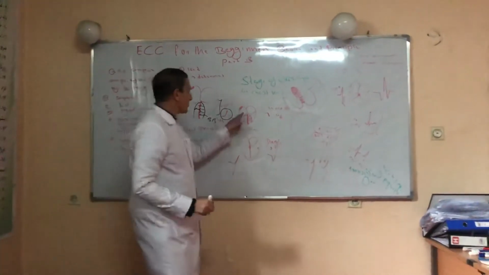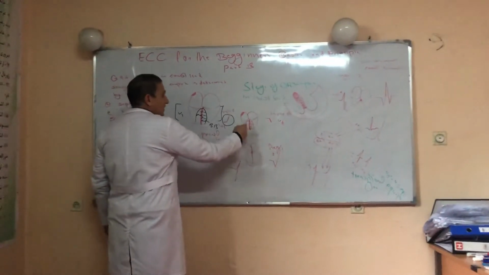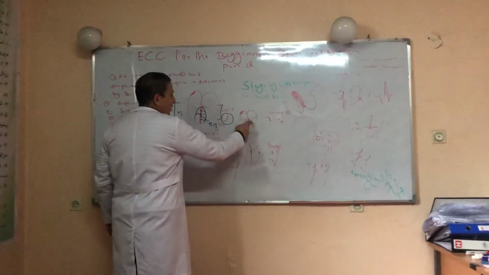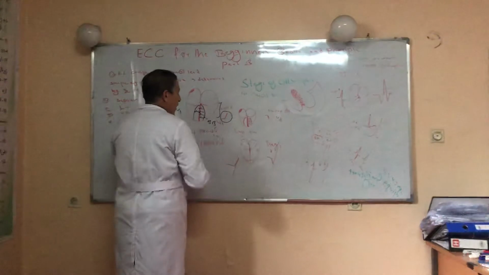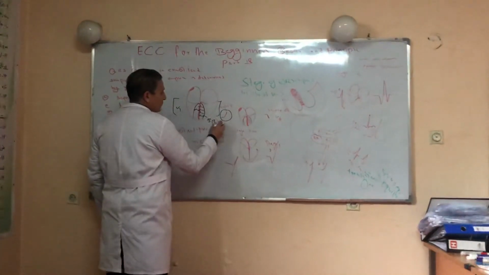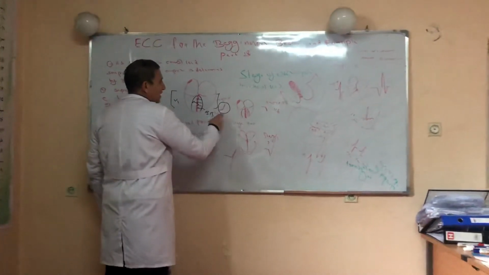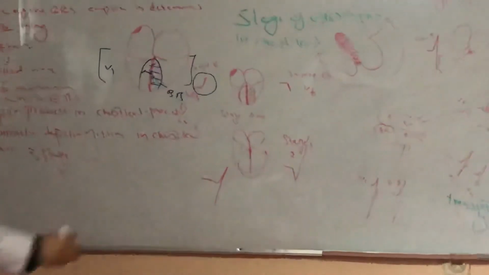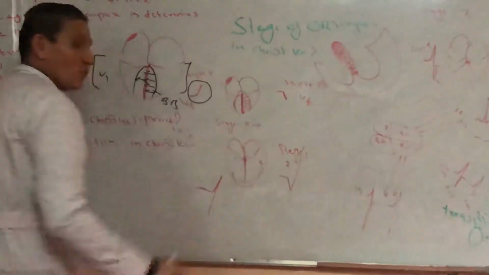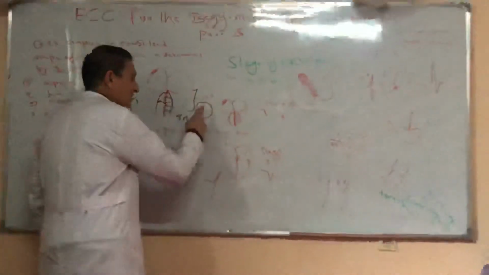You should pay attention to this picture. Right now this electrical impulse depolarizes the septum from left to right. When the electrical impulse moves toward the positive charge, the deflection in the needle will be positive. This is the first stage. Why is it positive? Because the positive charge moves toward the positive electrode, so the deflection is positive.